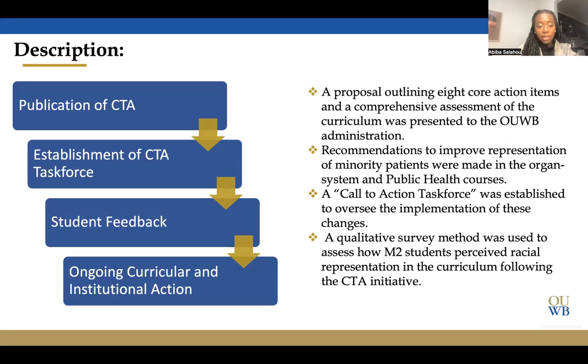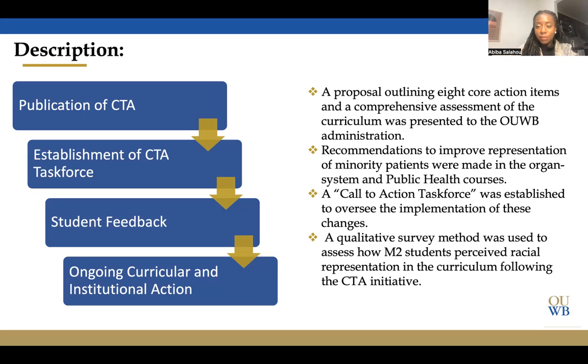So for a description, initially a group of medical students drafted the CTA proposal that included an analysis of the preclinical curriculum, as well as 8 core action items for the OUWB administration to address. Students specifically made recommendations to improve the representation of minority patients within the 9 core organ system courses covered within the curriculum, as well as 2 longitudinal public health and clinical skills courses.